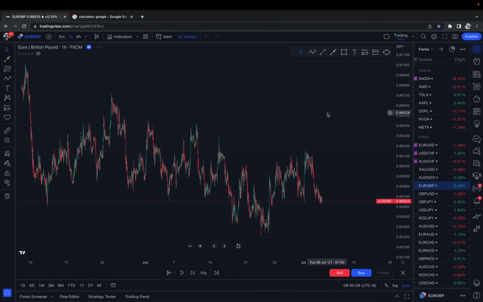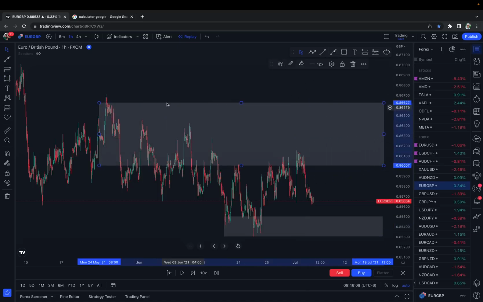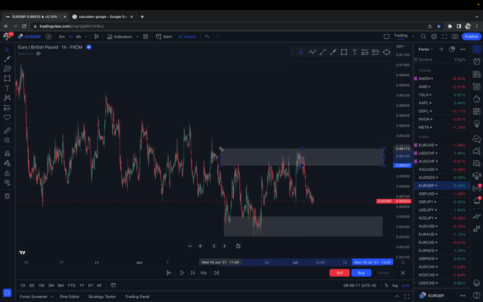So first off, we need to draw some clear support resistance zones. You don't need to draw a million zones. Just draw one zone below price. Draw one zone above price. This is kind of tricky because it could be any of these. Let's just use the most recent one, which is right here. All these highs clustered up in here.